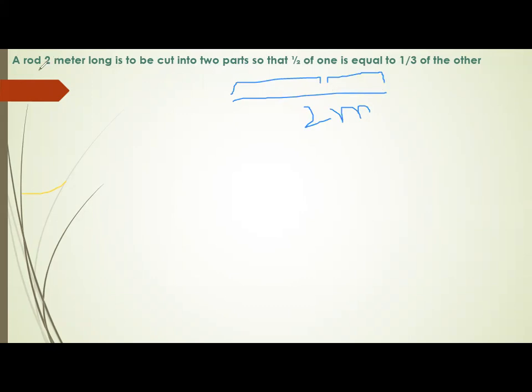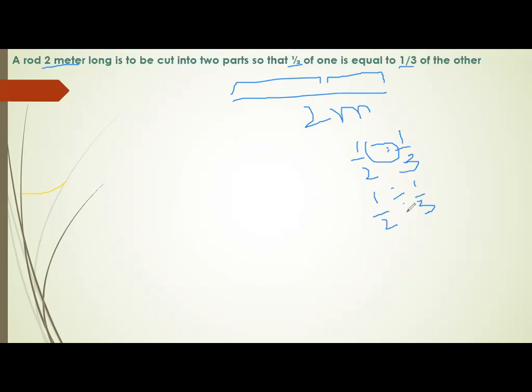Now this is the total length given to you, and these are the two ratios given to you. The first ratio is 1 upon 2, ratio 1 upon 3. If I change this ratio sign into a division sign, I get 1 upon 2 divided by 1 upon 3. I can replace this ratio sign with this division sign.